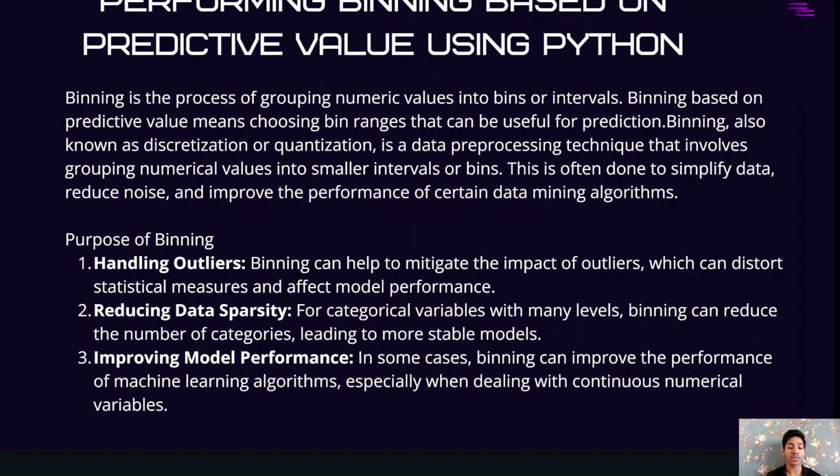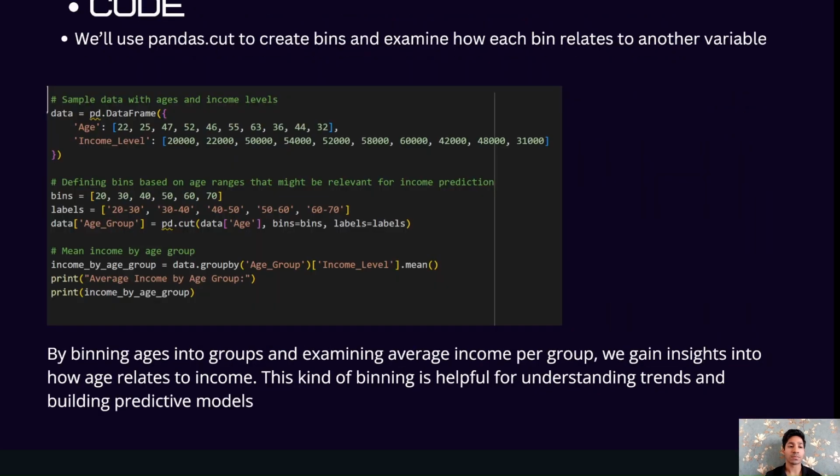So, what is the purpose of binning? First is handling outliers, which means binning can help mitigate the impact of outliers, which can distort statistical measures and affect model performance. Second, we have reducing data sparsity. For categorical variables with many levels, binning can reduce the number of categories, leading to more stable models. Third purpose is improving model performance. Binning can improve the performance of machine learning algorithms, especially when dealing with continuous numerical values.